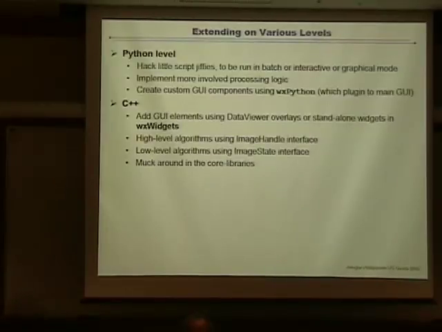So just open a window, add a few buttons, all in Python, all interactive. On the C++ level, you can add graphical user elements, either as overlays, I don't have time to go into that, or standalone videos. You can implement high-level algorithms using this image handle thing, which is very safe to use and easy, but a bit slow. Or you go hack into the low-level algorithms with templated C++, all the nice stuff, very fast, gives you core dumps very easily. And please feel free to muck around with the core libraries. Everything is documented, everything is open source. If you find a bug or an improvement or whatever, no problem.